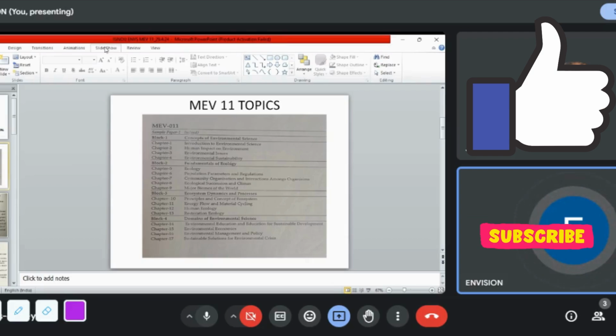And in chapter 17, the last chapter of this paper, we have the sustainable solution for environmental crises. As we know, there are many problems, crises, and harmful effects that cause change in the environmental scenario, and which require a sustainable solution. We need a proper solution that will be sustainably helpful for future generations also.